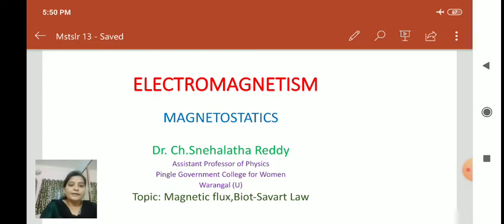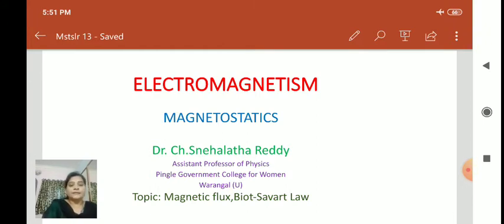We have also expressed some units for B: SI units as Tesla and CGS units as Gauss. We established the relation between Tesla and Gauss as 1 Tesla is equal to 10 to the power of 4 Gauss. Today we are going to discuss the magnetic flux as well as an important law in magnetostatics, the Biot-Savart law.